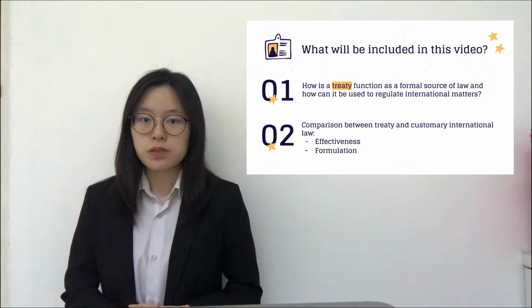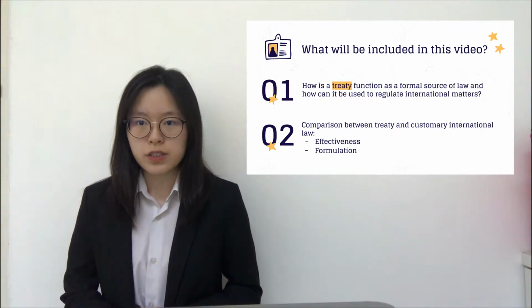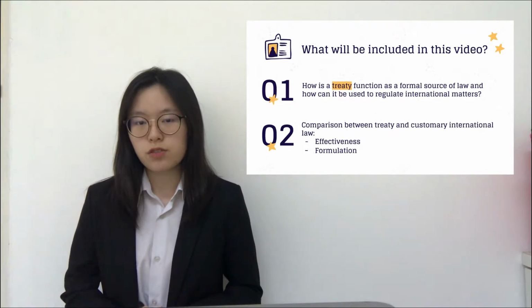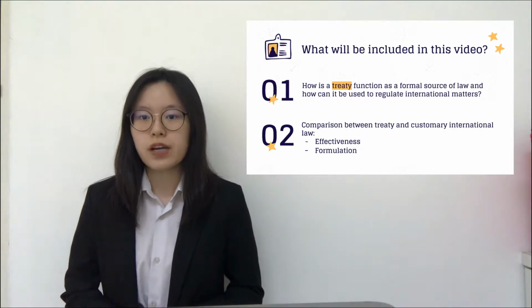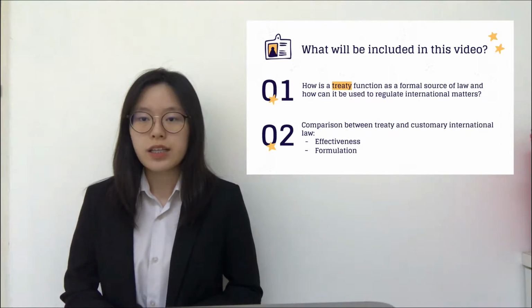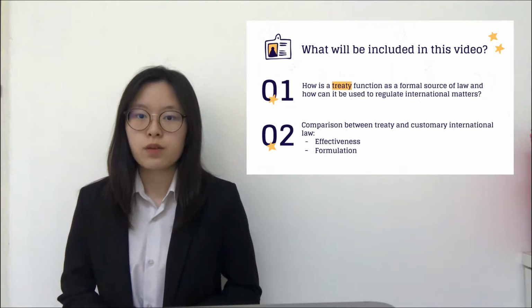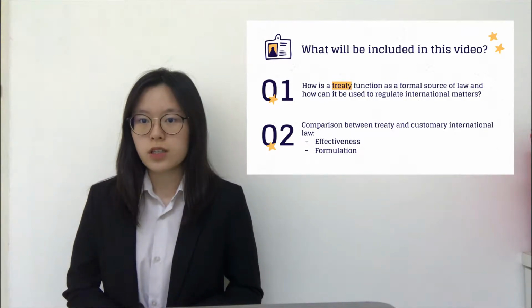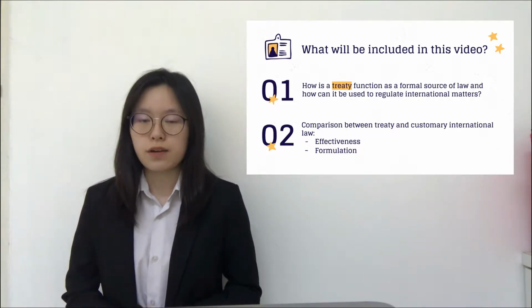So in this video, I will be explaining how a treaty functions as a formal source of international law and how it can be used to regulate international matters. In addition, we will be comparing it with customary international law in terms of their effectiveness and the way they are formulated.